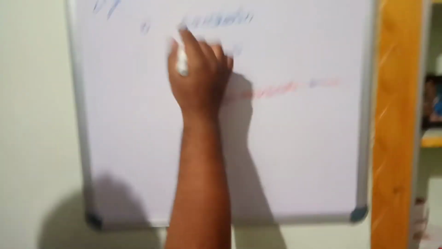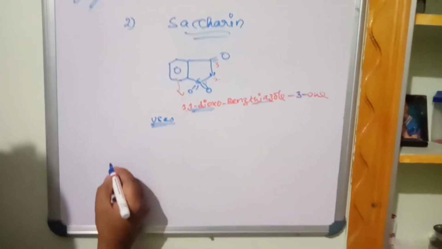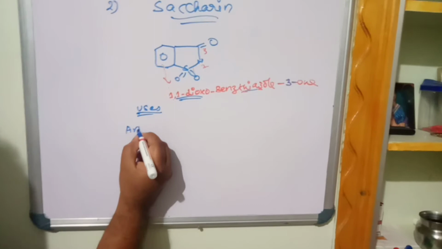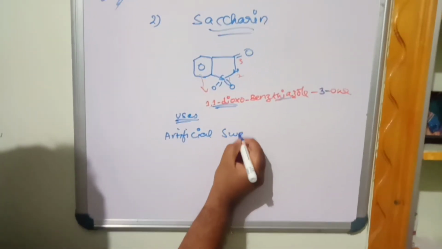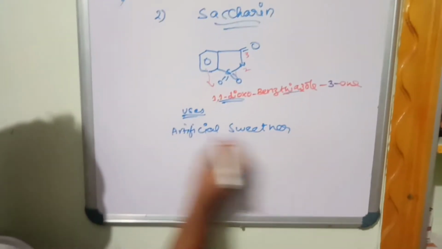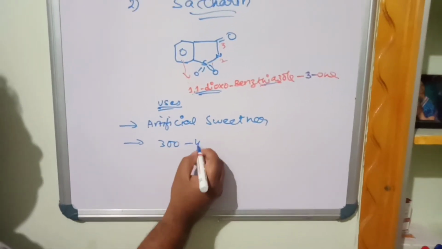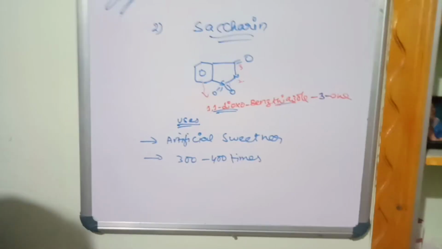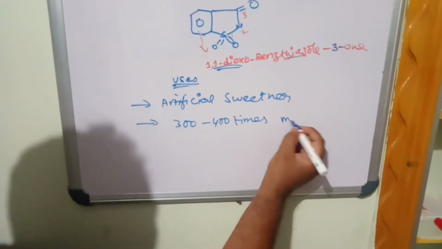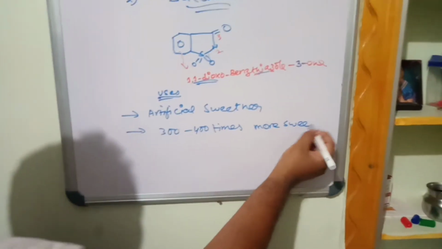So what are the uses of saccharin? Saccharin is used as an artificial sweetener. It is 300 to 400 times sweeter than sucrose.